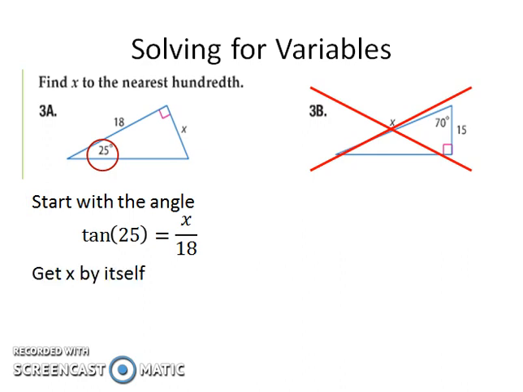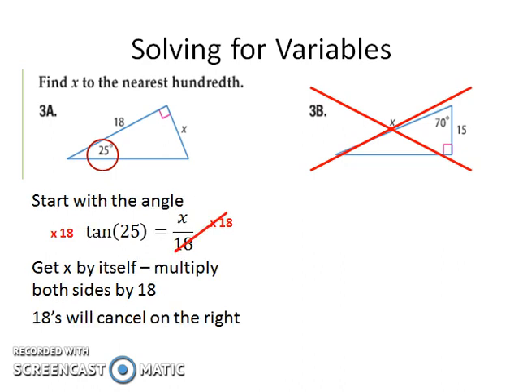We want to get x by itself. That's the key here. We need to solve and isolate the variable. So one thing we can do is multiply both sides by 18. If we do that, watch what happens to the denominator. Watch what happens to the 18 on the side. They cancel out. So now you're left with 18 times tangent of 25 equals x.